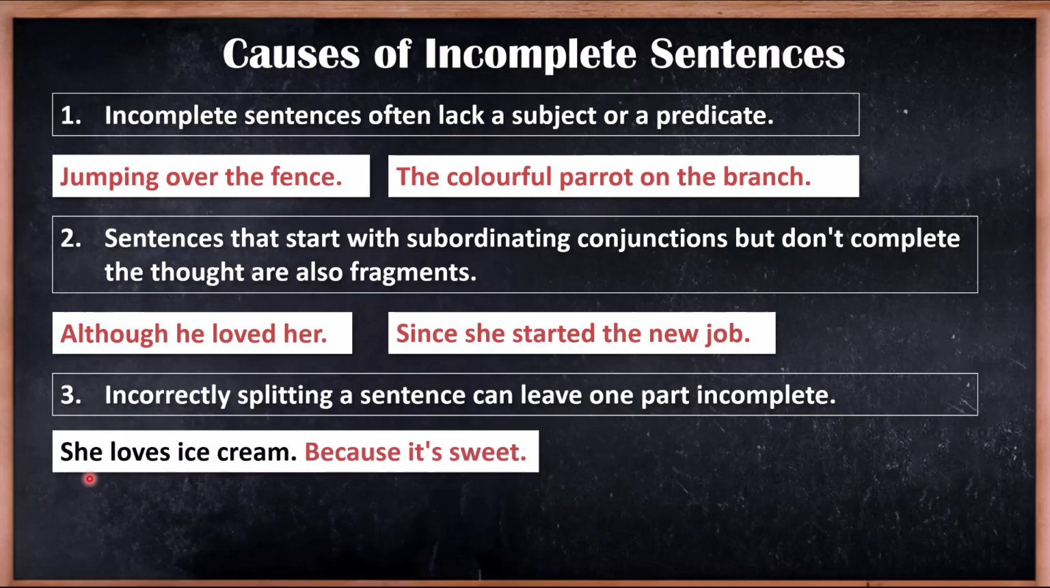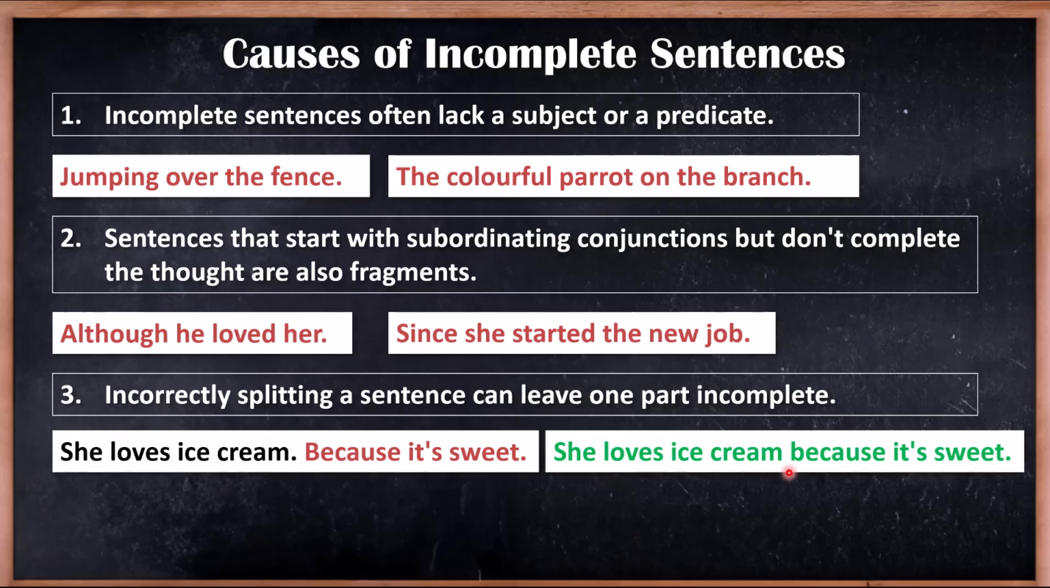For example, "She loves ice cream." Period. "Because it's sweet." "Because it's sweet" is a fragment. It should be connected with the independent clause before it. "She loves ice cream because it's sweet." That would be a complete sentence.